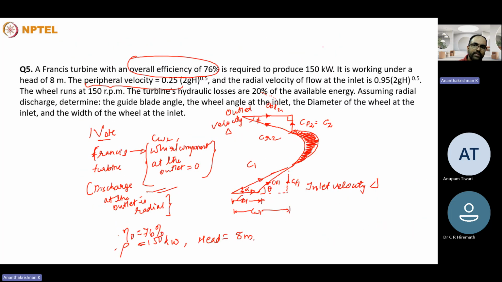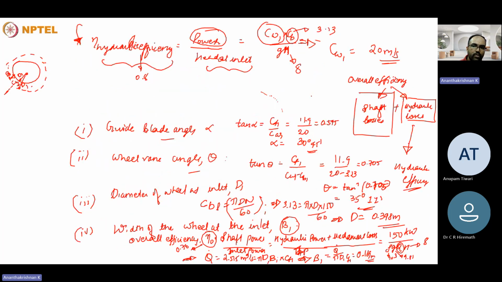So the outlet power is given as 150 kilowatt. That simplifies our problem straight away. This is the mechanical output, the actual mechanical output that is obtained, that is, the shaft power. So the denominator will be rho GQH, the same as that of this one.